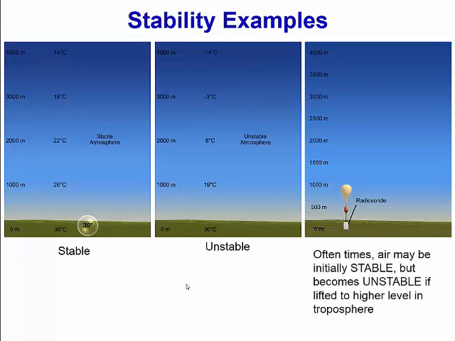Now oftentimes we'll have what's known as a conditionally unstable environment, and that's where the air parcel is initially stable, but if we lift it high enough, it actually becomes unstable, and then if we let go of the air parcel at that point, it continues to grow upward to a thunderstorm. Notice in this case that we're labeling the temperature every half kilometer, or 500 meters, and that the temperature goes down by 4 degrees Celsius every 500 meters. So let's take a look at what happens to this air parcel.